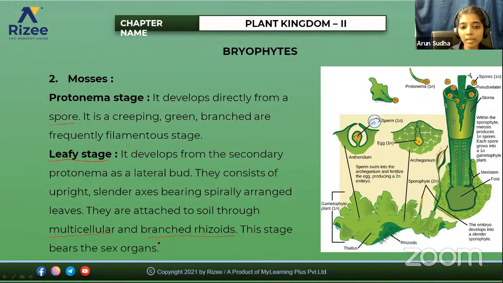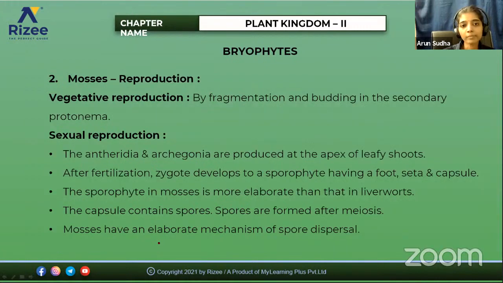Actually, initially, if you see the liverworts and mosses, the process is the same. Only thing is, in liverworts the spore will directly grow into a gametophytic plant, whereas here there occurs an intermediate stage. There is a formation of protonema. Then reproduction happens by vegetative reproduction by fragmentation and budding in the secondary protonema, and also by sexual reproduction.